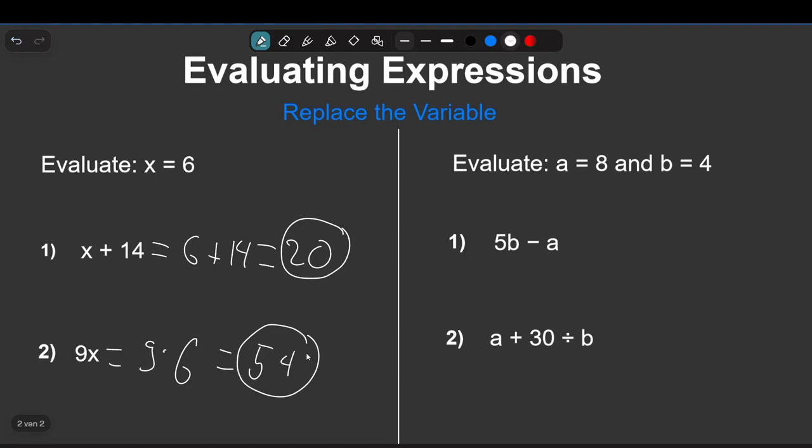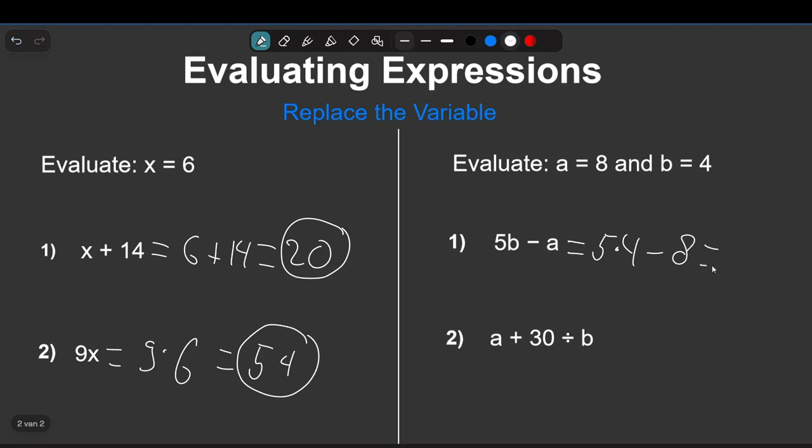Now we have done the first two, we're going to go to the second two. We're going to evaluate a equals 8 and b equals 4. So we have 5b minus a. This means we have two variables and we have two values to put in for the variables. So we are going to get 5b, and this means 5 times b, so 5 times 4 because our b has a value of 4, and we're going to take away 8 because our a has a value of 8.